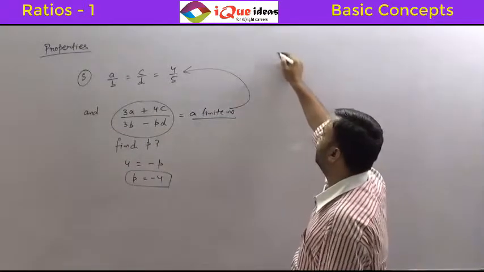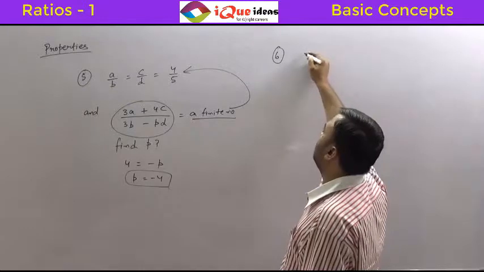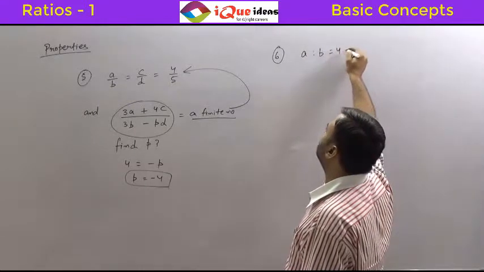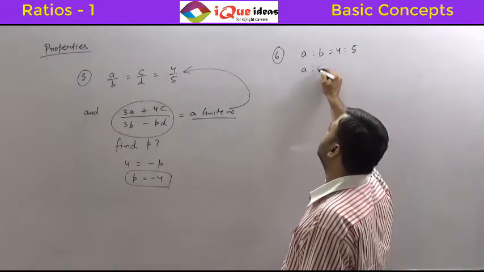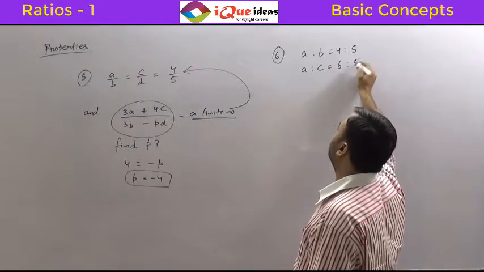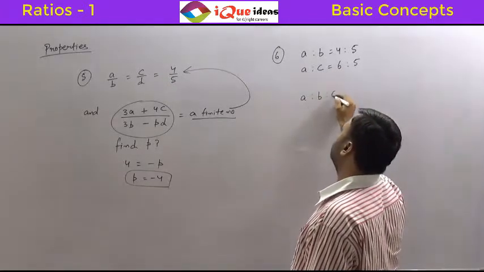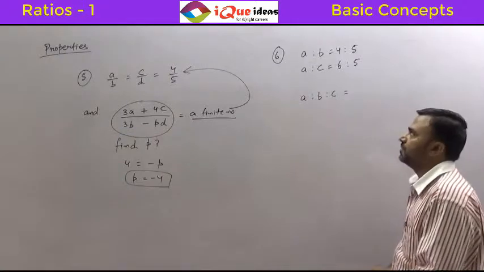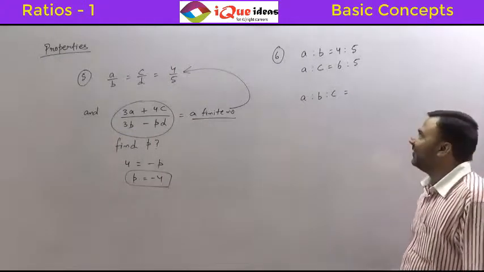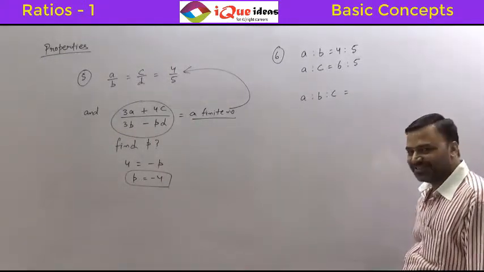Suppose we have a is to b is 4 is to 5 and a is to c is 6 is to 5. What is a is to b is to c? How would you combine two ratios? 4 is to 5 is to 6? No, it is not 4 is to 5 is to 6.